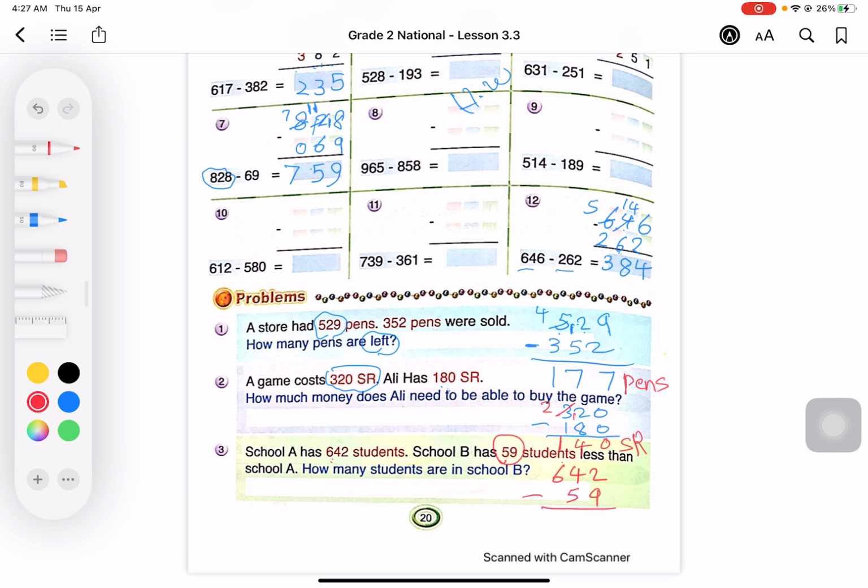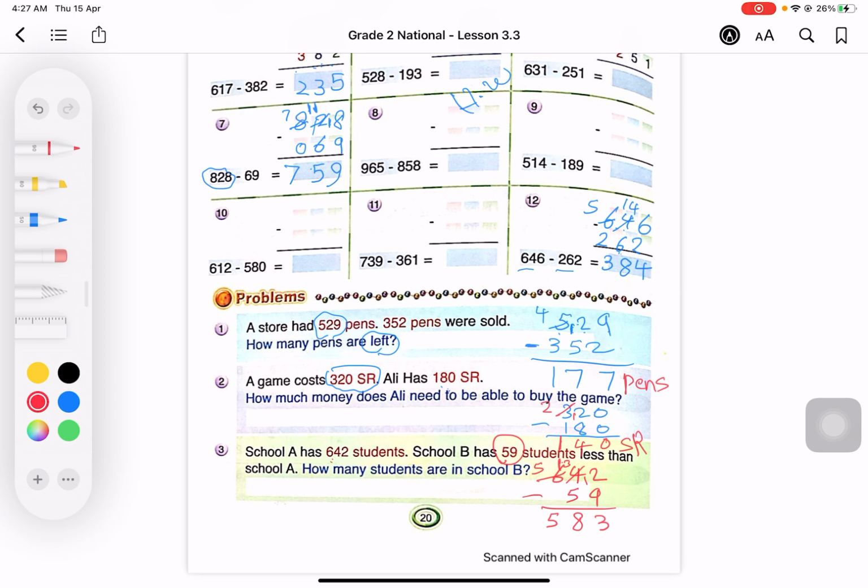Now, 2 minus 9, you can't. The 2 can't give you 9. So regroup. This will be 3 and this will be 12. 12 minus 9, the answer is what? 3. 3 minus 5, you can't. Again, you will regroup. This will be 5 and this will be 13. 13 minus 5, the answer is what? 8. And this 5 will go down.